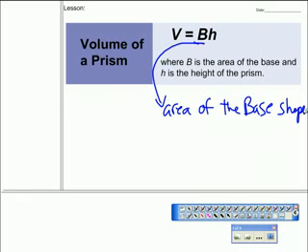But I could technically use this for a cylinder, couldn't I? Yeah, what's the base shape in a cylinder? Circle. What's the area of a square? How do you find the area of a... Did I say square? No wonder you're looking at me here. What is the area of a circle?